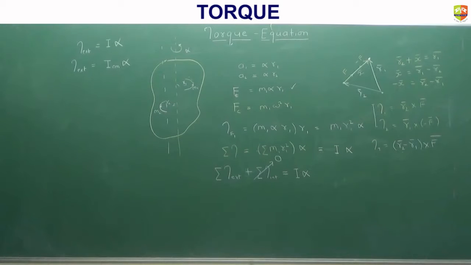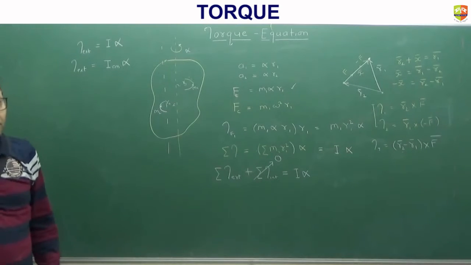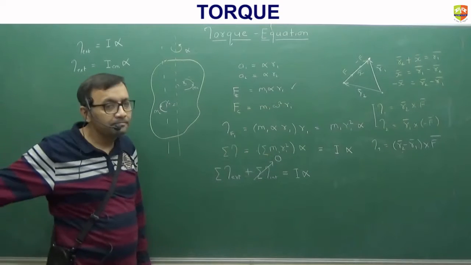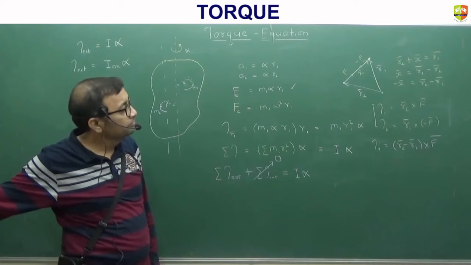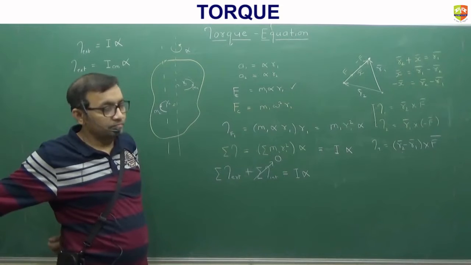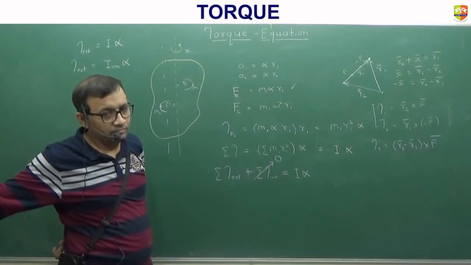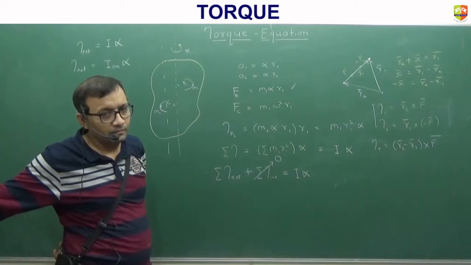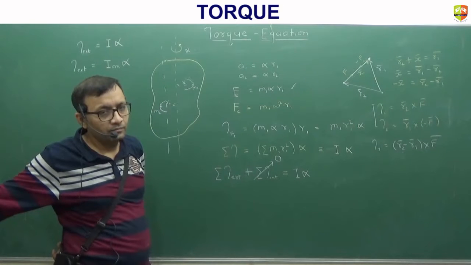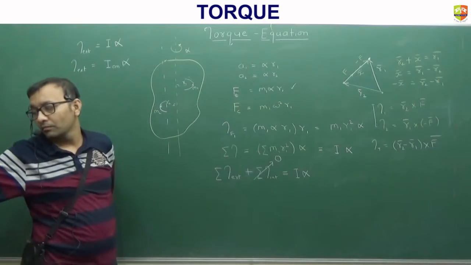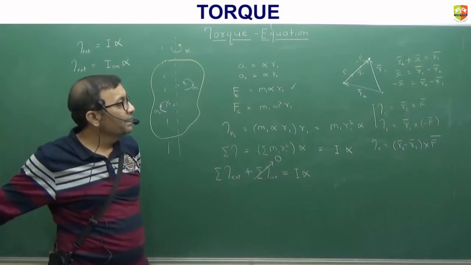Sir, for the derivation of that, the internal torque is zero. We said that the two masses, one with force F and the other with minus F, cancel each other out, right? But what if we have more mass on this side of the axis than the other, so we have more particles here than there? Won't that affect the internal torque?